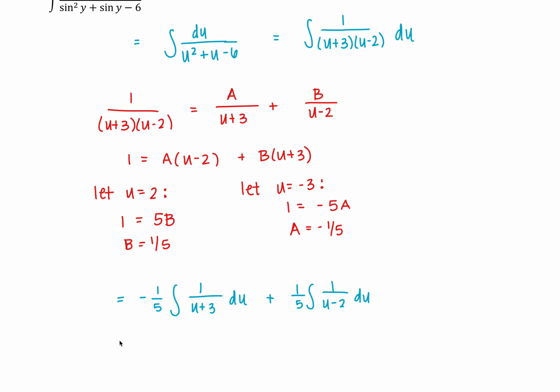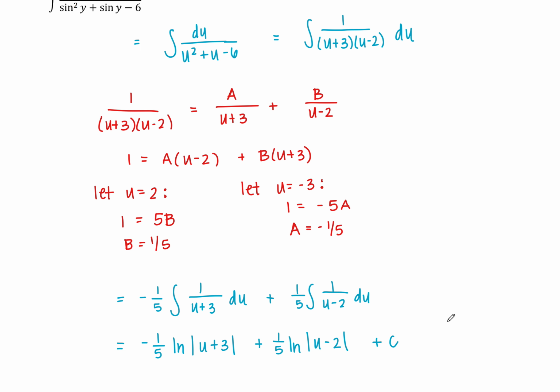Once again, when we integrate, we're going to have some natural logarithms. So we've got -1/5 times the natural log of the absolute value of u plus 3 plus 1/5 natural log of the absolute value of u minus 2. Because these are indefinite integrals, I do plus C at the end.